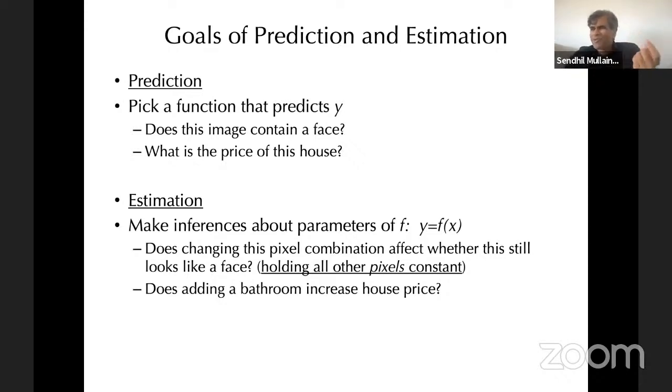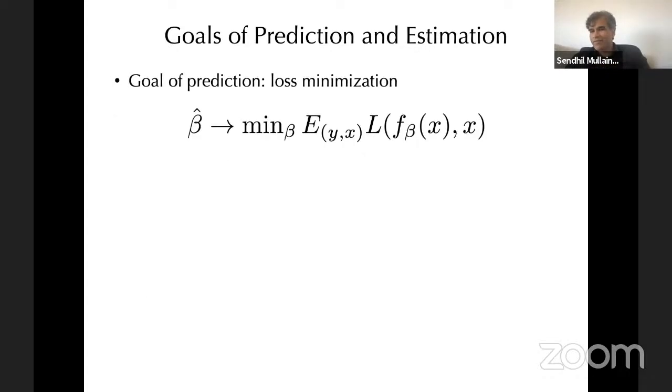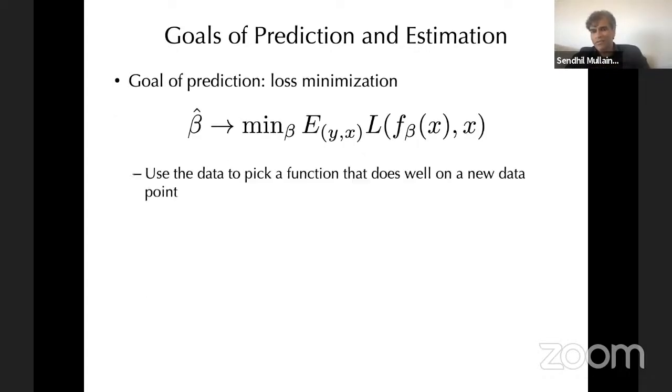Now, this would be a little awkward in the face example. It would be, does this pixel combination affect whether this still looks like a face, holding all other pixels constant? You do that a little bit when you're trying to do explainability or interpretability of a model, but it wasn't the core goal. Your core goal was not this coefficient. Similarly, in the house price case, we might be interested in, does adding a bathroom increase house price? That's a different activity than predicting the price of this house. So the goal of prediction is loss minimization: find a set of coefficients that minimize out-of-sample loss, so use the data that does well.